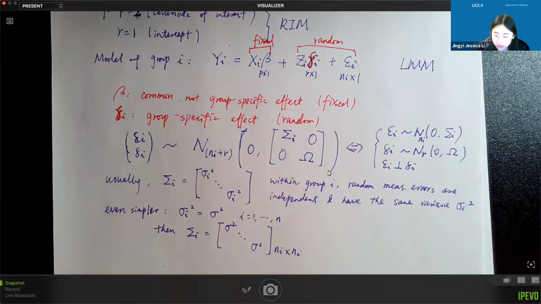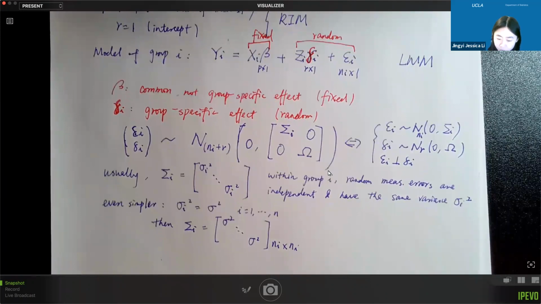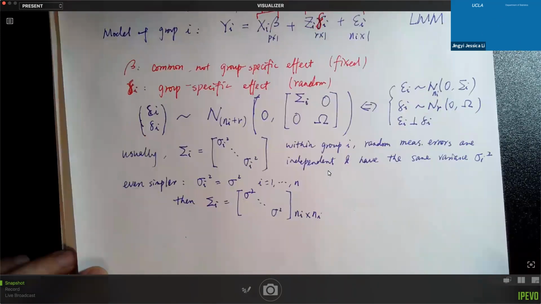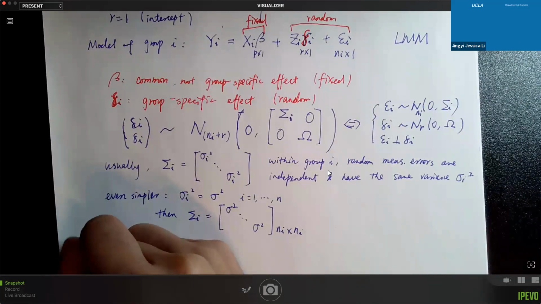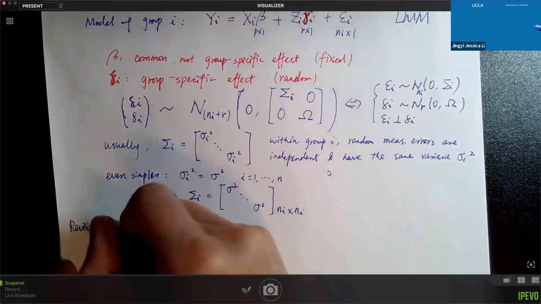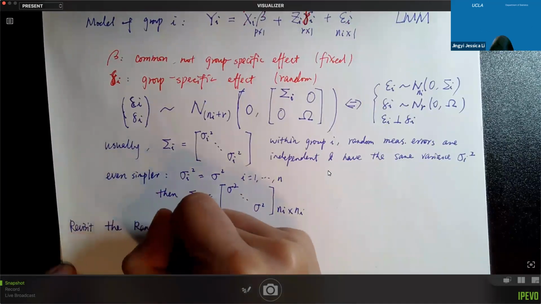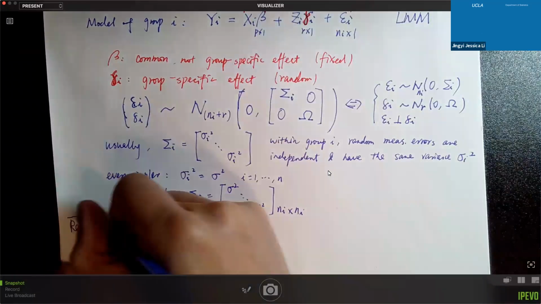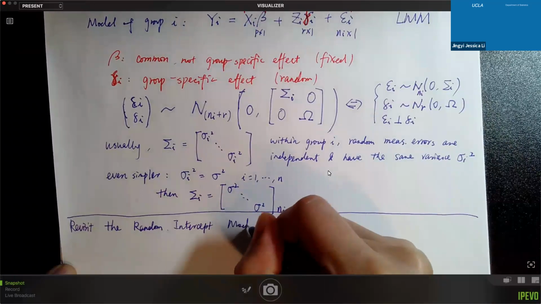So today I'm going to give you another way of introducing the random intercept model. I think it has some very interesting interpretation, which I didn't say last time. So I think it's worth mentioning. So let's just revisit that random intercept model, RIM for short.